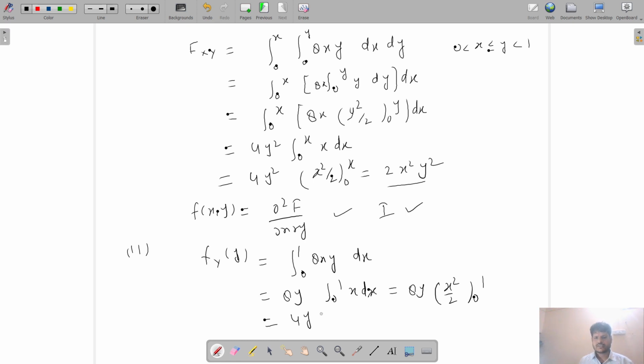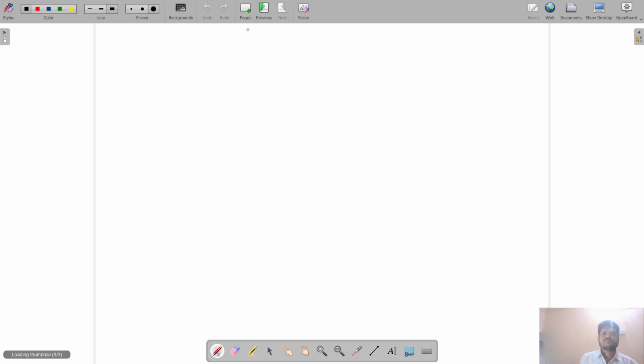4y, right? 1 minus 0. So finally we have 4y. This is the marginal density function of y. Now let's get to the third part.